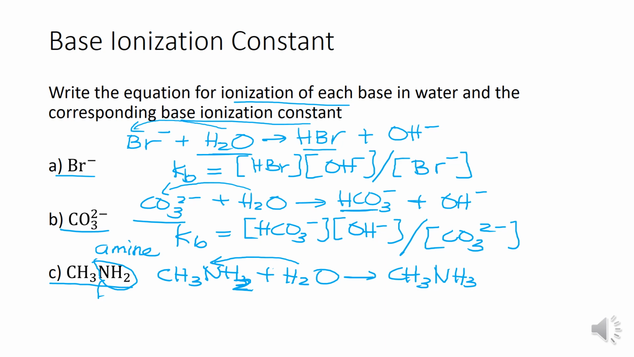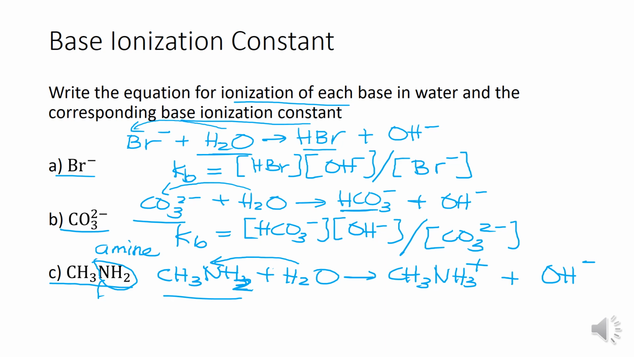Since methylamine is neutral, this one has a charge of 0 plus +1, so that's positive. And again, the other ion is hydroxide ion. So this is the chemical equation for the ionization of methylamine in water.